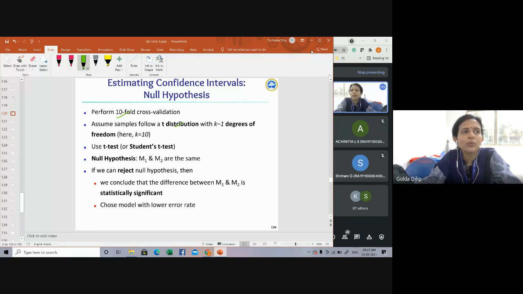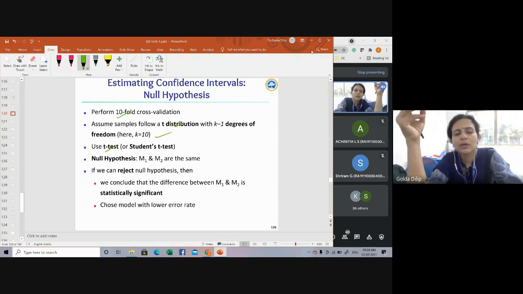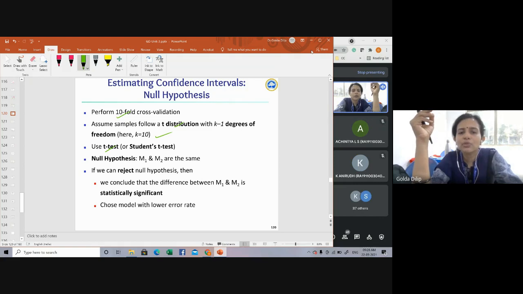After that we can average out the error rates obtained for each classifier M1 and M2 respectively, and then calculate the mean error rate for each model. In general it follows a T distribution with k minus 1 degrees of freedom, where k is equal to 10 in our example. So you can use the T test, the student's T test, to do the hypothesis testing, where the significance test used is the T test.